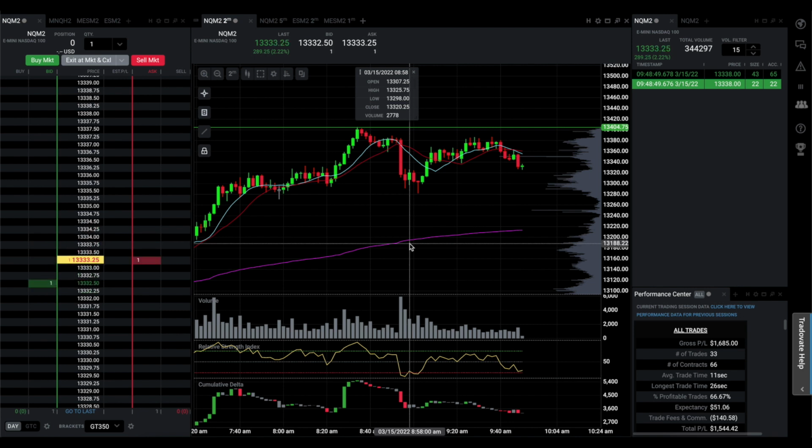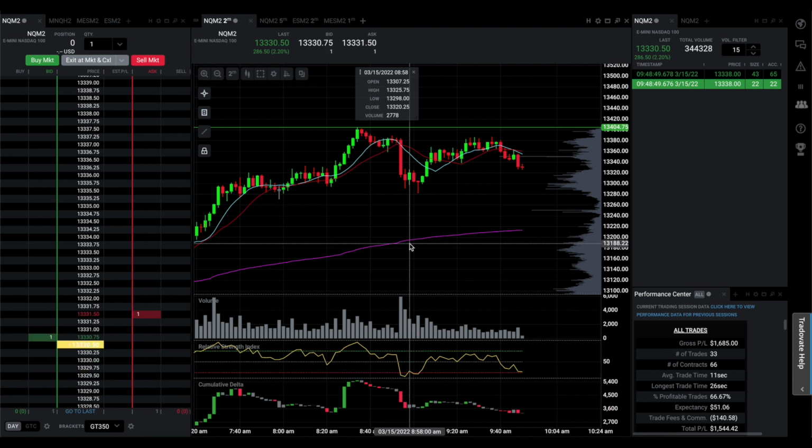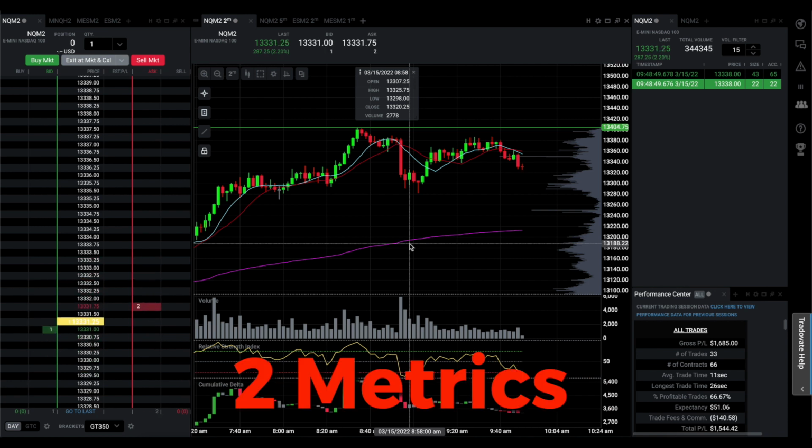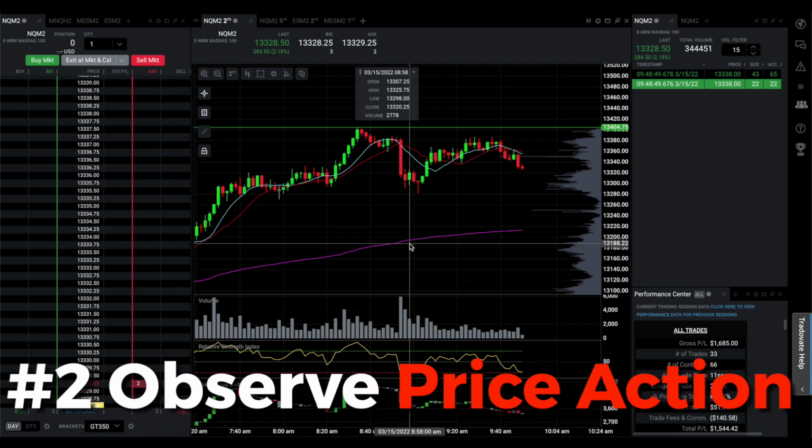Let's get into it. Alright, so the candle flip is all based around price action. You need to have a relative understanding of candlesticks and what they mean. You have two things to identify. Number one, you have to identify the trend and whether flip ups or downs are working more. Two, you're going to observe price action to see when to enter.